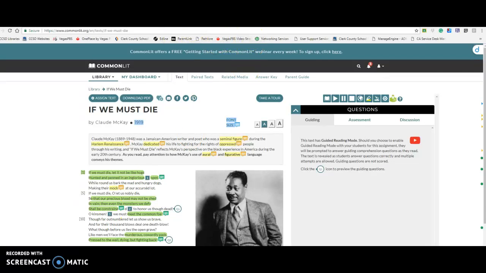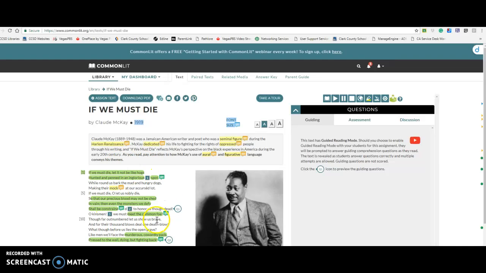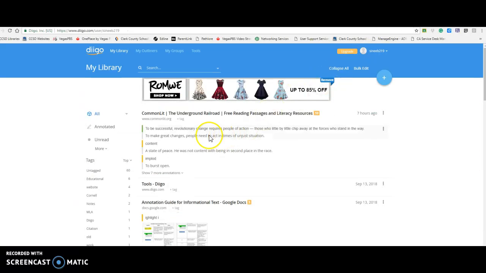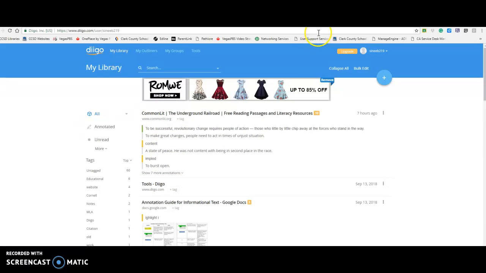So on my template, you're going to restate and answer the question. The first one is the topic sentence under body paragraph 1. I wrote, we act heroically when we stand up for what we believe in despite the consequence. Okay, that's based on the reading. That's what I think. And I'm looking at my textual evidence. And you can even look at your Diigo annotations right here. You'll see that your annotations pull up as well.